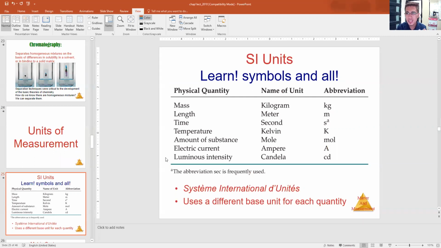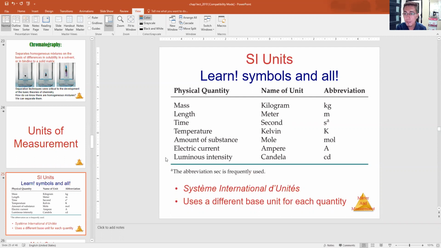For example, for mass, there used to be a cylinder used as the standard. But it changes, because the material degrades, so there may be possible changes. For length, the name of the unit is meter, abbreviated M. For time it is second, S. Temperature is Kelvin, the standard, K. We also have Celsius and Fahrenheit. Amount of substance is mole, or MOL.